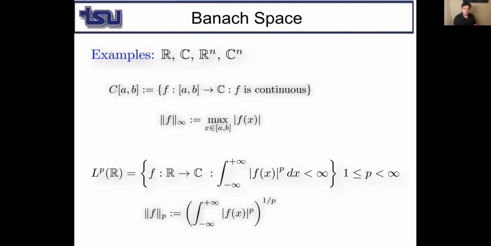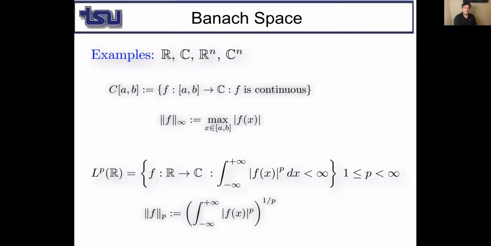And we can define LP. LP is the set of functions for which the infinite integral of the absolute value of f of x to the power p is finite. And this is a norm, by the way, we call it the P norm, defined like that. So the LP space is a Banach space for P bigger than or equal to what? 1.